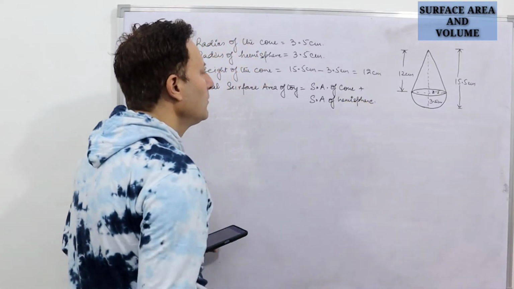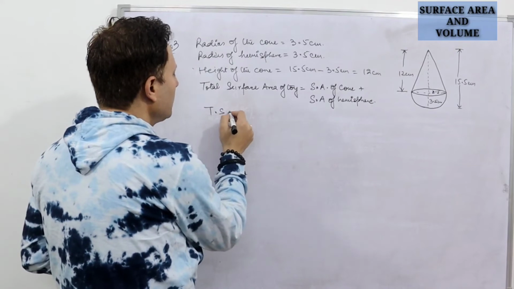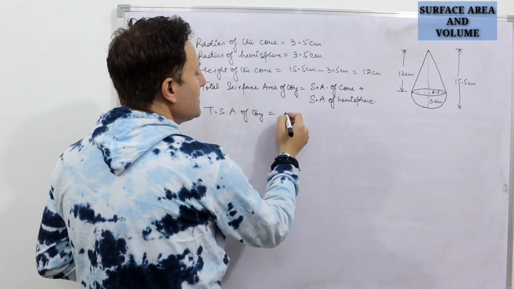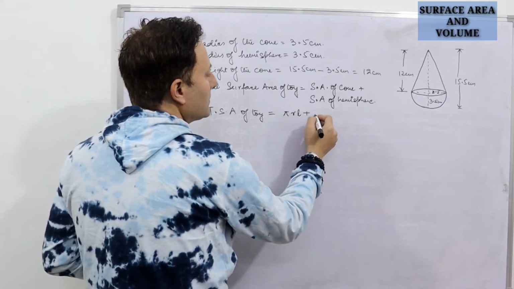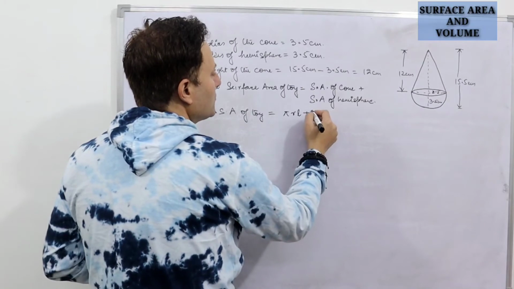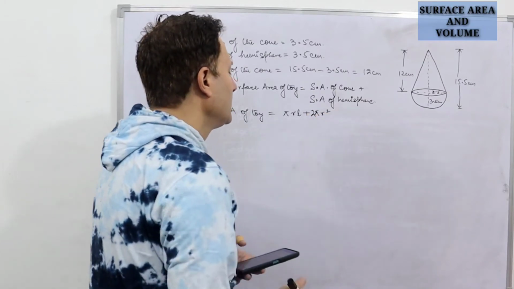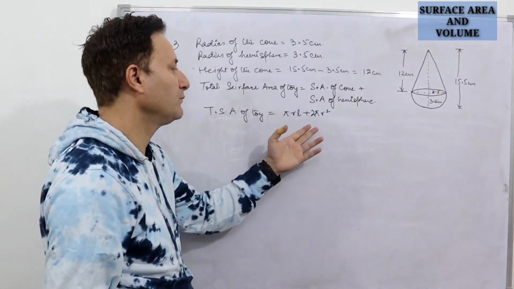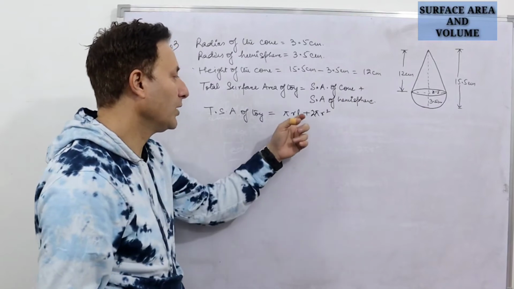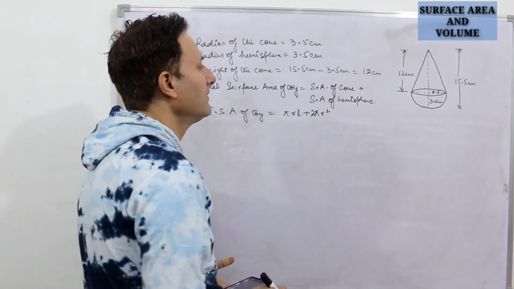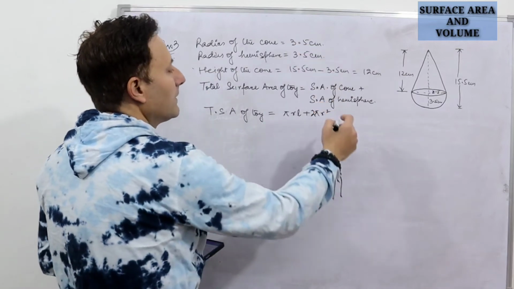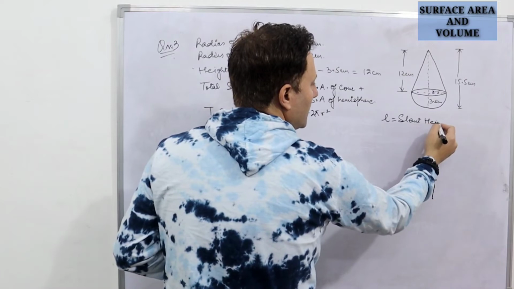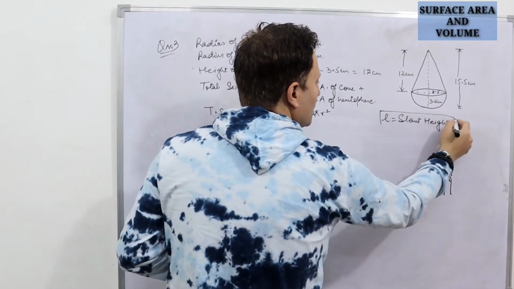Now for the total surface area of the toy, I'll put the formula. Surface area of cone is pi r L, and the surface area of hemisphere, which we just used, is 2 pi r square. This is clear to us. 2 is okay, pi is okay. If the value is given, we'll use that. R is also there. But what about this L? L is known as slant height.